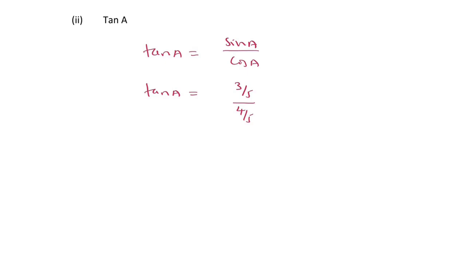Now let us rearrange this expression. We are having tan A equals 3 over 5 times 5 over 4. Simplifying this, we are having tan A equals 3 over 4. And this is going to be our answer.